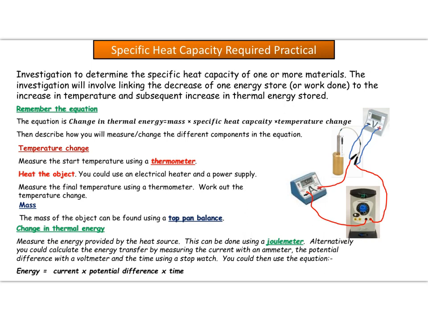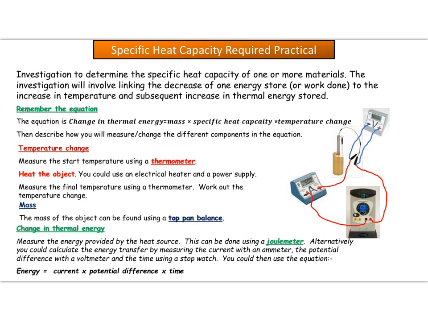So the steps I've gone through so far would allow you to do this question, or to explain how to do this practical for any different method that you could think of using. You always go through the same process of trying to find out what you need to know from the equation, such as specific heat capacity, and then how you're going to measure the other things.